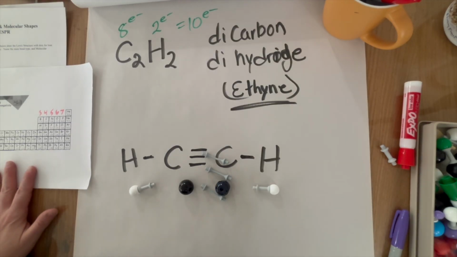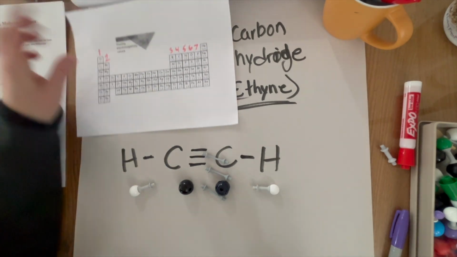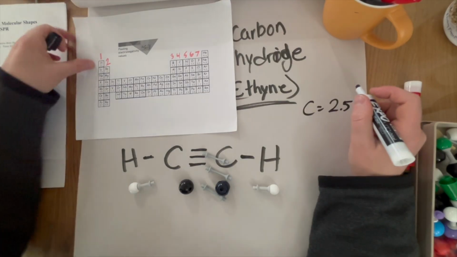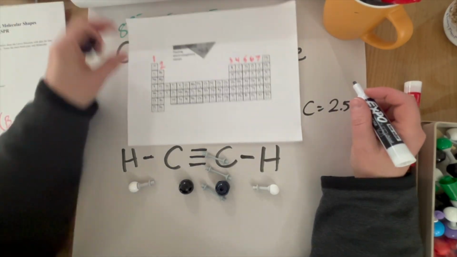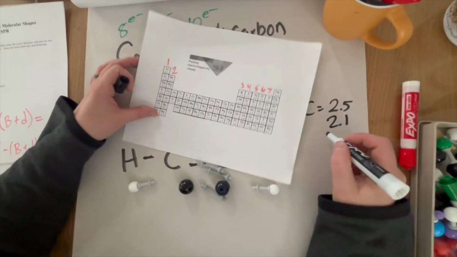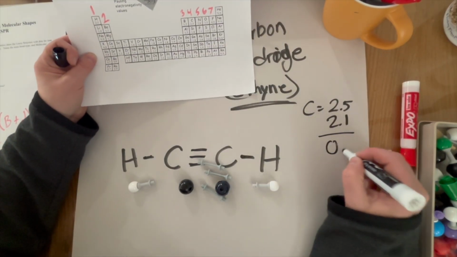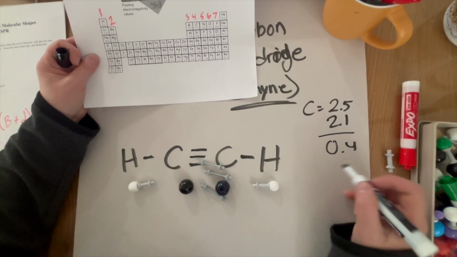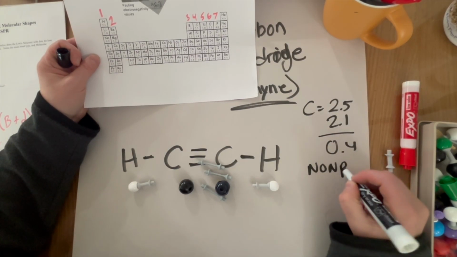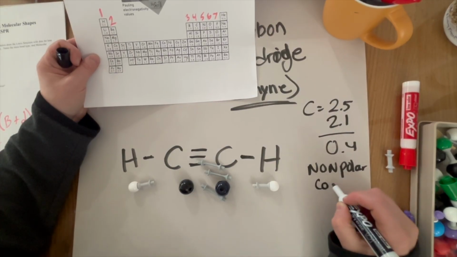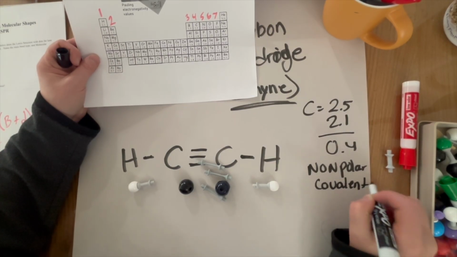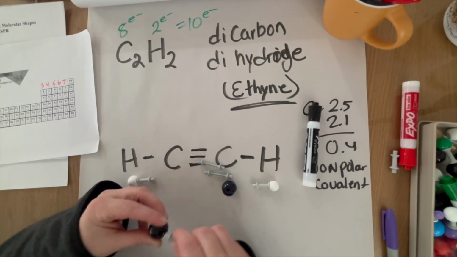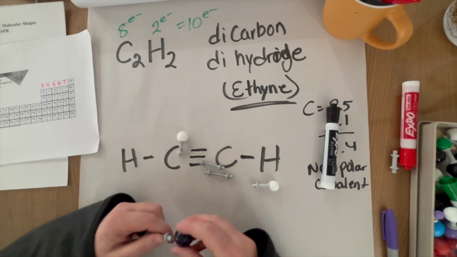Let's talk about the type of bond we're dealing with by looking at the electronegativity. Carbon's electronegativity is 2.5, and hydrogen's electronegativity is 2.1. So this gives us a difference of 0.4, which is going to be non-polar. Non-polar covalent bond. And let's put them together so we can see the shape that we're going to have.